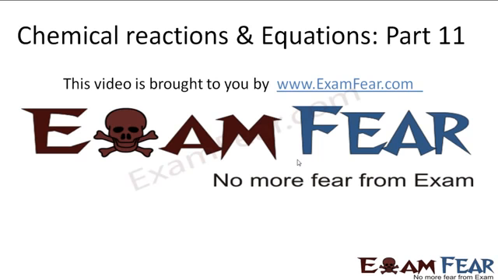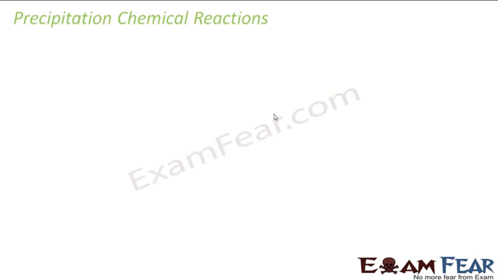Before watching this video, please make sure that you have watched part 1 to part 10. Now we'll discuss the other types of chemical reactions. Please remember that these types of chemical reactions will be part of those 5 major types. These are just reactions based on property, whereas the other reactions we covered were based on the number of inputs and outputs.